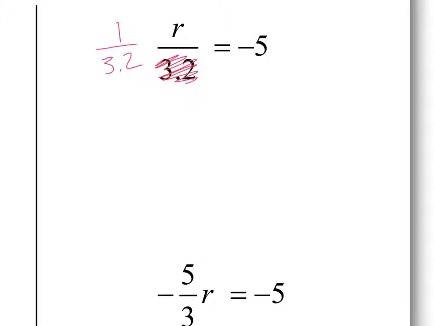So Aaliyah, what is my inverse operation? Yeah, the reciprocal. So I'm going to multiply by 3.2 over 1 times my 1 over 3.2 times r. If I did that to one side of the equation, I need to do it to the other. So I'm multiplying by my 3.2 over 1 again.